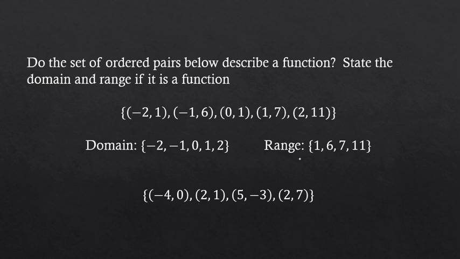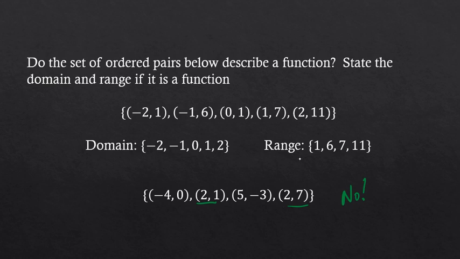And it turns out we actually do. We have these two ordered pairs here, (2, 1) and (2, 7). We have the same x value of 2 going to two separate y values, 1 and 7. We cannot have that if we have a function, so therefore this set of ordered pairs does not describe a function.